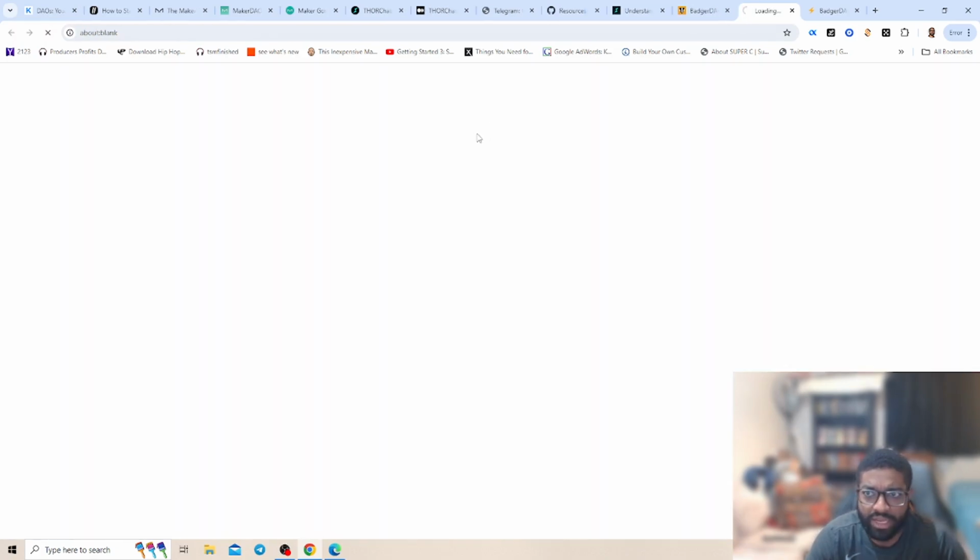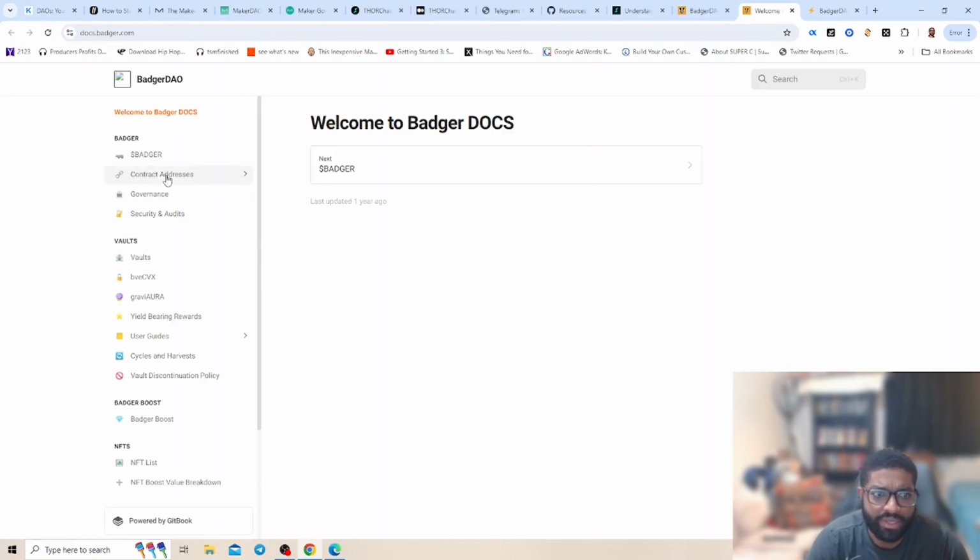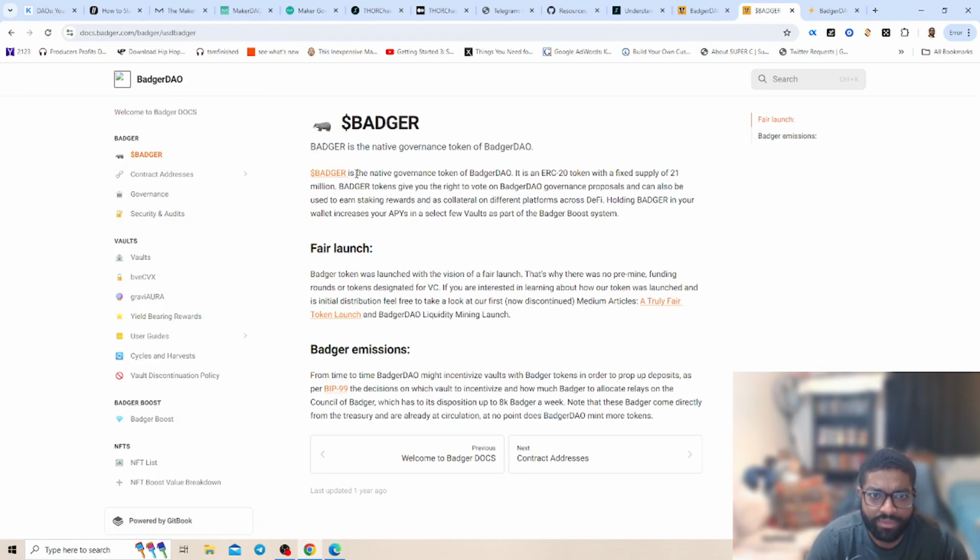They also have the documentation. Let's look into some of the docs. So, welcome to Badger. What's next? Badger is the native governance token of the Badger DAO. It's an ERC-20 token with a fixed supply of 21 million. Badger tokens give you the right to vote on Badger DAO governance proposals and can also be used to earn staking rewards and as collateral on different Bitcoin DeFi platforms. Holding Badger in your wallet will increase your APYs and select few votes as part of the Badger Boost system.